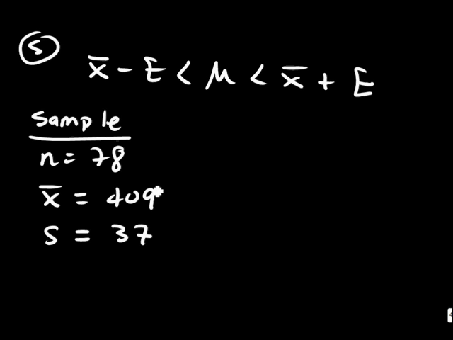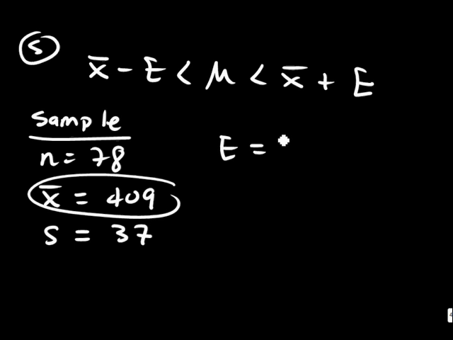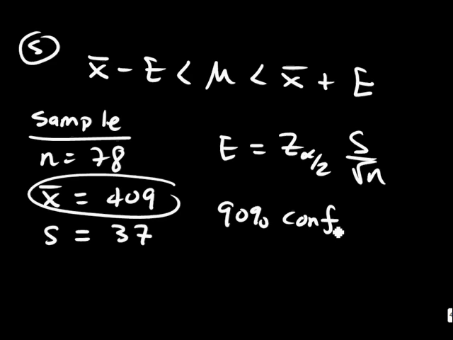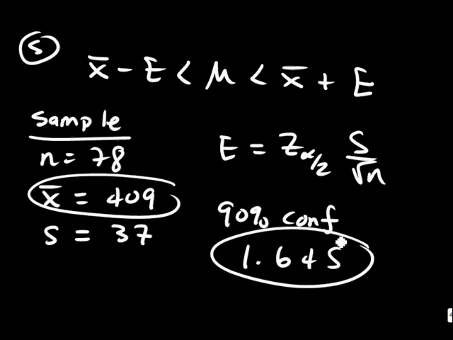So we already have the sample mean. We need the margin of error, which is z alpha over 2 s over the square root of n. In this question, they're asking for the 90% confidence, which means the z alpha over 2 is 1.645. This is the value we use for our z alpha over 2.